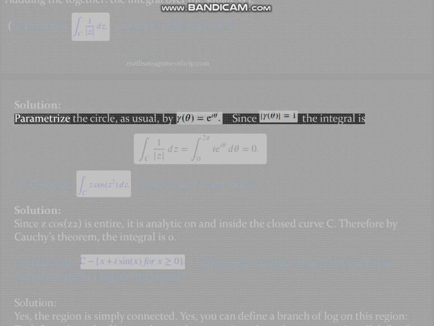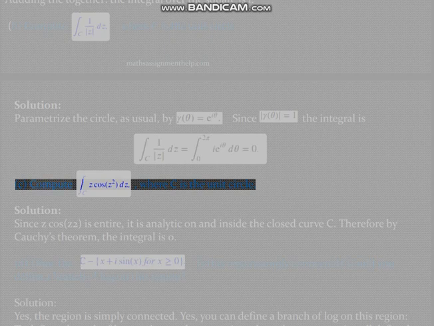Solution: parameterize the circle, as usual, by z equals e^(it). Since the integral is. C. Compute the integral, where C is the unit circle.